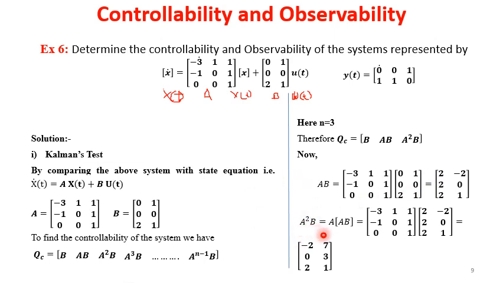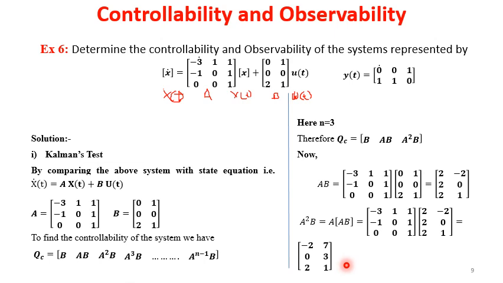Next we need to find A squared B. A squared B can be written as A into AB. So first A is to be written, that is minus 3, 1, 1, minus 1, 0, 1, 0, 0, 1, multiplied by AB which we just got, 2, minus 2, 2, 0, 2, 1. After multiplication of these two matrices, that is A and AB, we get A squared B as minus 2, 7, 0, 3, 2 and 1.